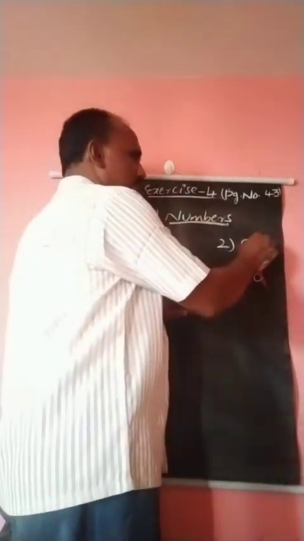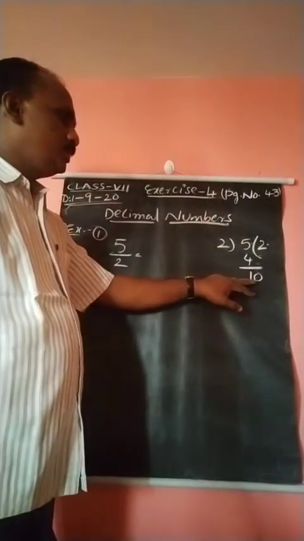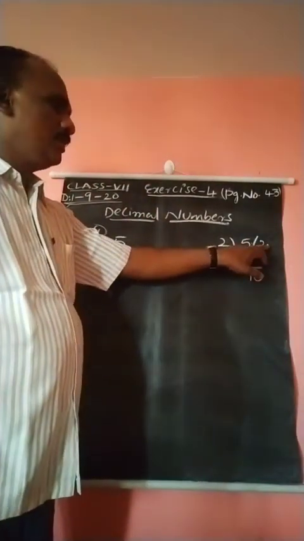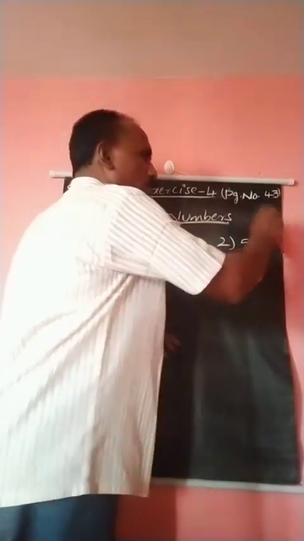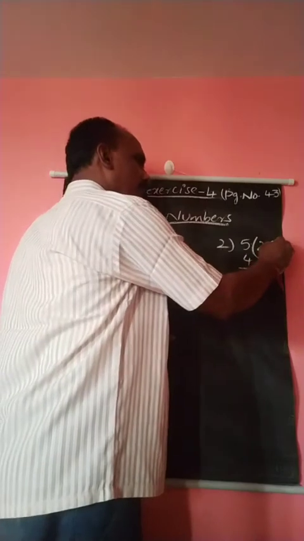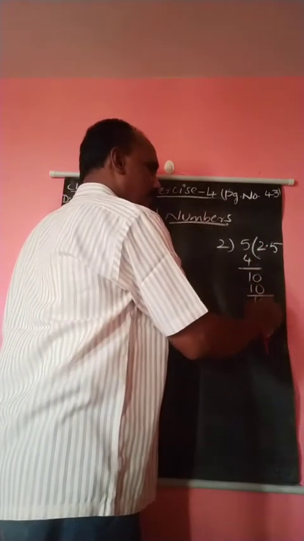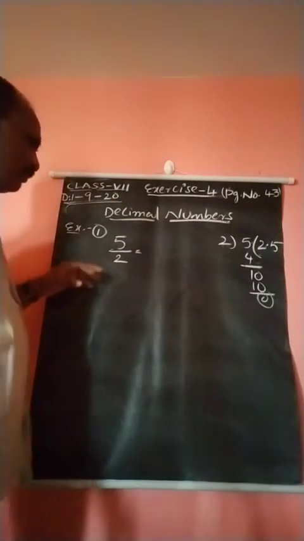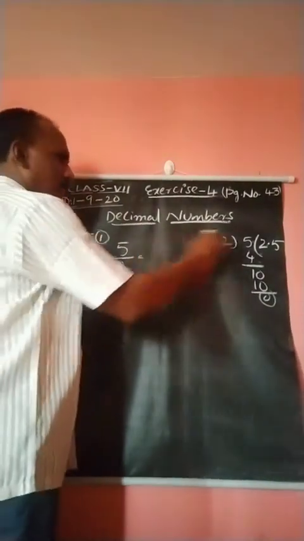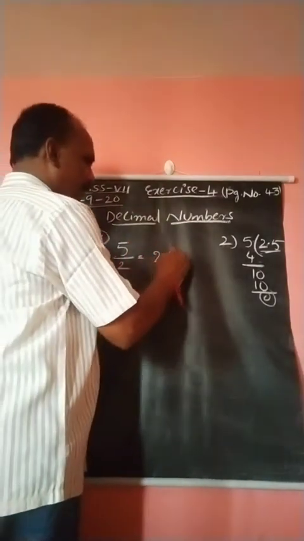There is no digit to bring down here, so I keep 0 here. For that, in the quotient part I am keeping a point. Then 2 5's are 10. So 5 by 2 means 2.5.